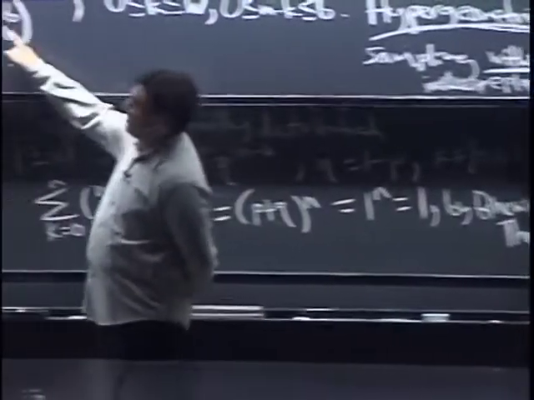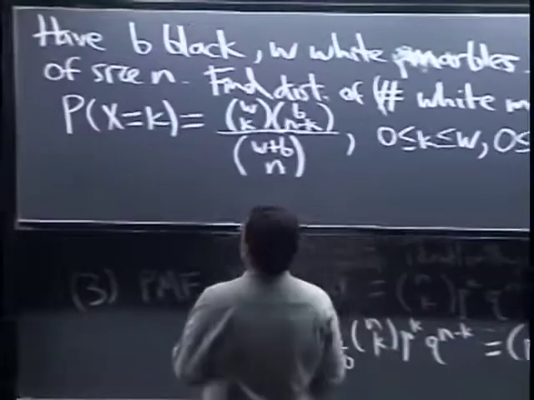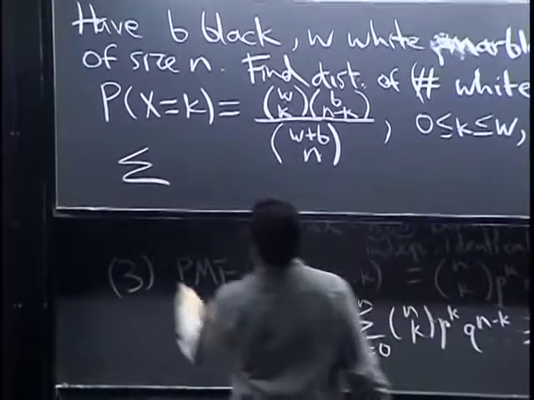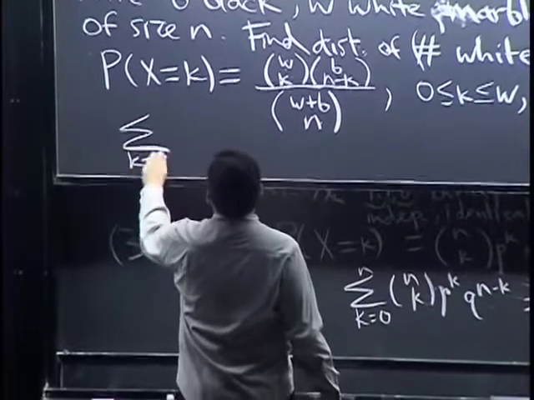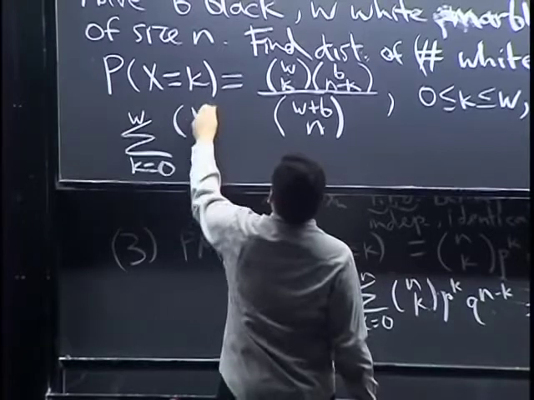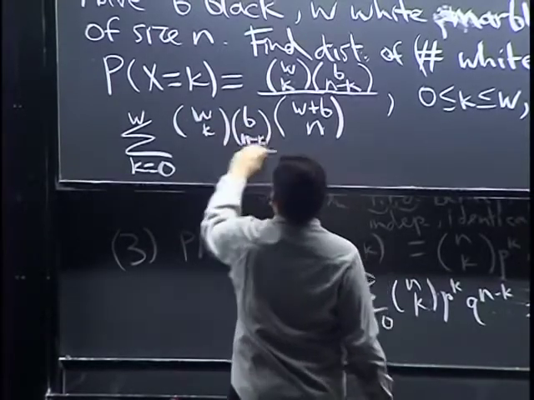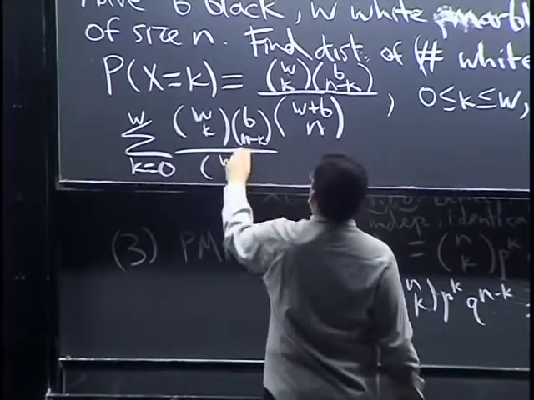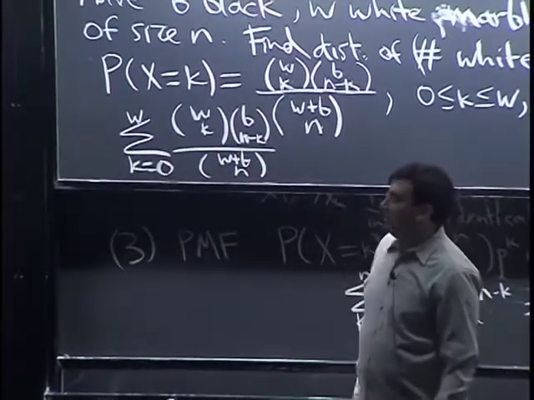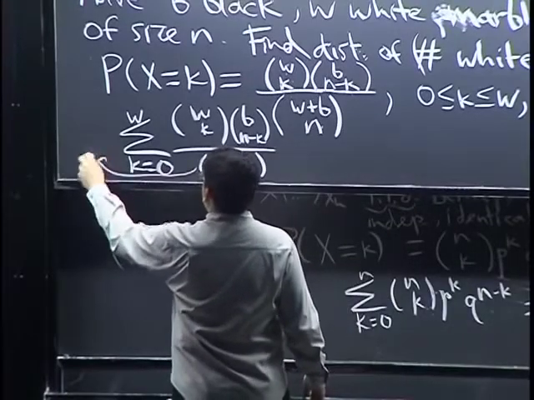So first of all, this is non-negative, okay? Secondly, we need to show that this sums to 1. So if we sum this up over all possible k, so let's say we sum k equals 0 to w, w choose k, b choose n minus k, divided by w plus b choose n. The w plus b choose n is a constant, so that just comes out in the denominator.